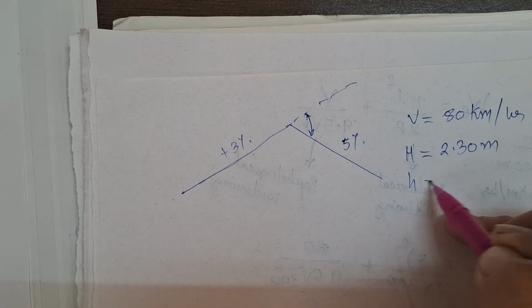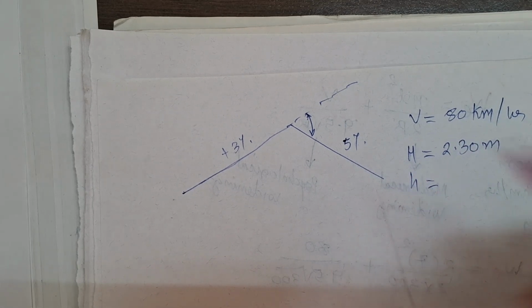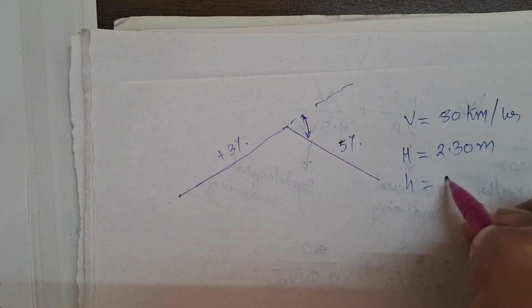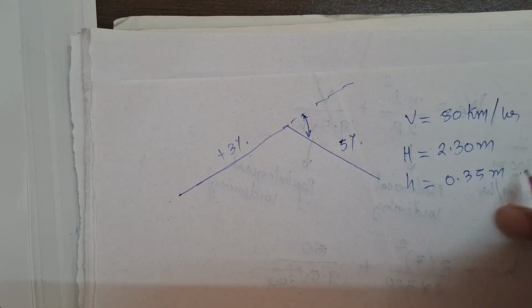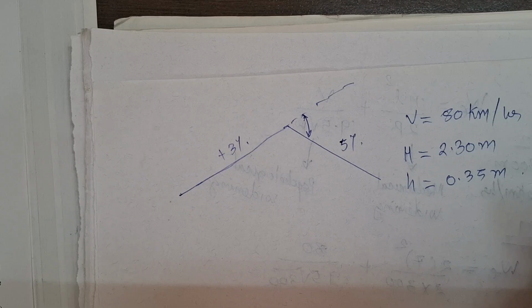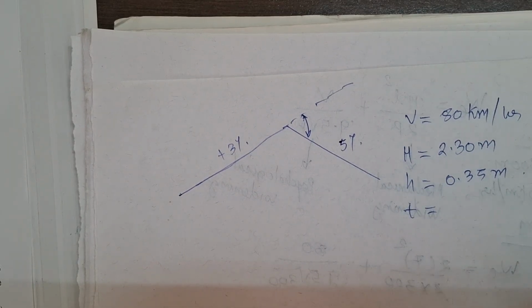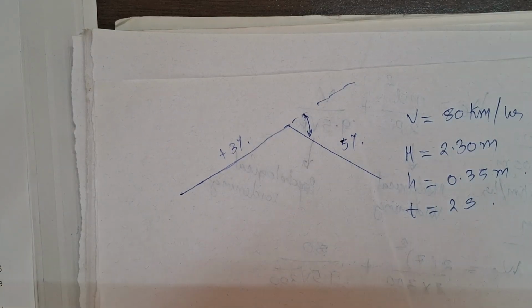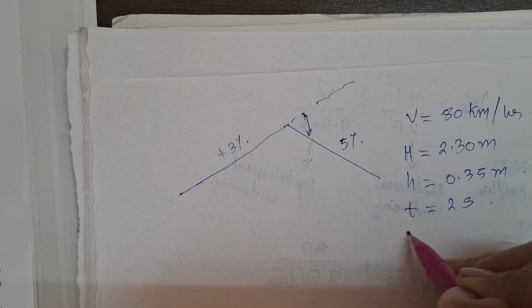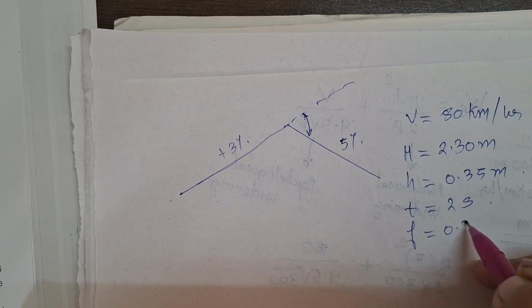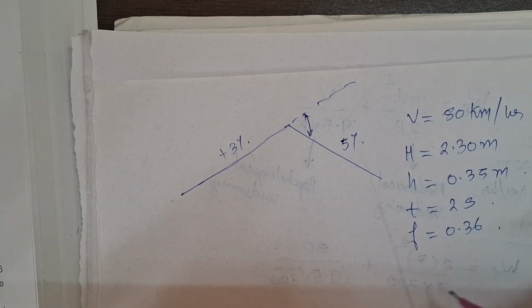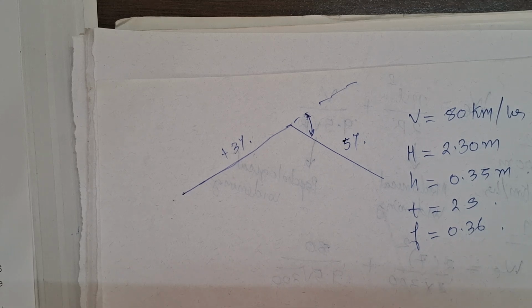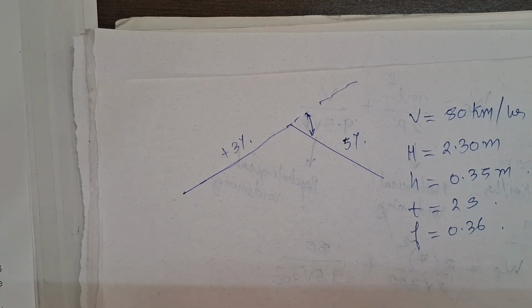Then small h, they have given height of object above the road surface for which trucks need to stop, that is 0.35 meter. Total reaction time, the notation is small t, that is 2 seconds. Coefficient of friction small f is 0.36. Stopping sight distance gets compensated on the gradient. Okay, no problem. So let's begin.